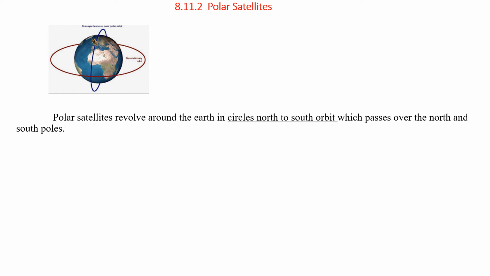Polar satellites revolve around the Earth in circles north to south, in an orbit which passes over the north and south poles. Please see, this is a globe, this is a north pole and this is a south pole. The polar satellites revolve in the orbit shown in the blue color. These are also called sun synchronous or polar orbits.